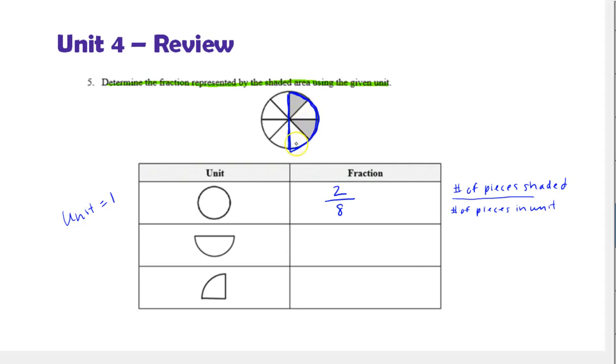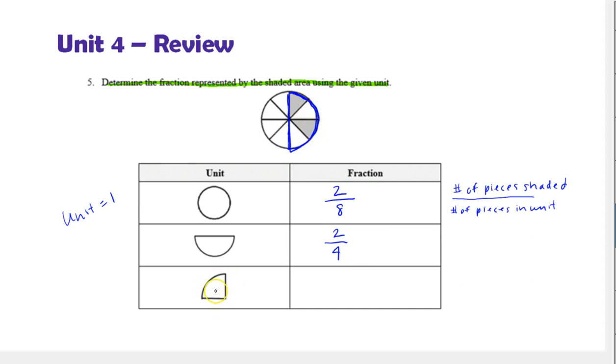Well, just focusing on this, the unit, okay, there are 1, 2, 3, 4 equal pieces. So 4 out of 4 would equal 1. But we don't have all 4. We have 2 out of the 4 shaded. Okay. So we found the unit. We counted how many equal pieces it's broken into. That's the denominator. And the number shaded is still 2.